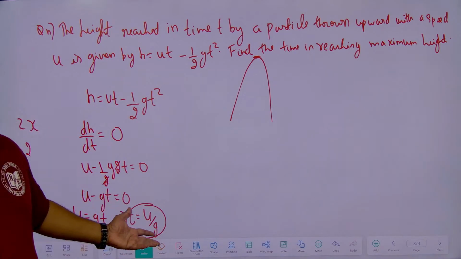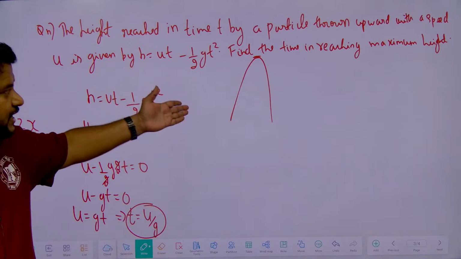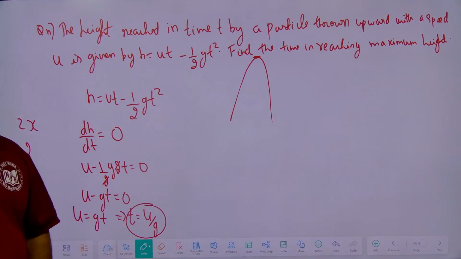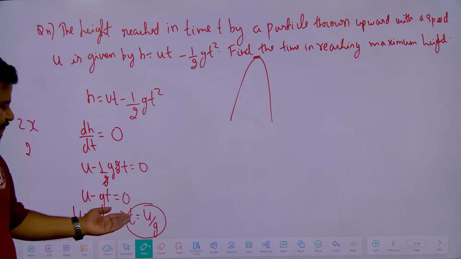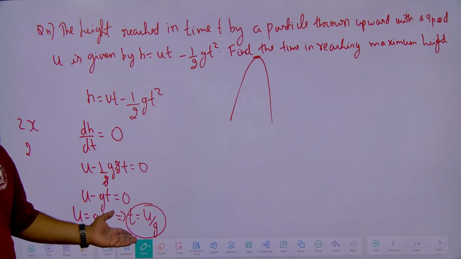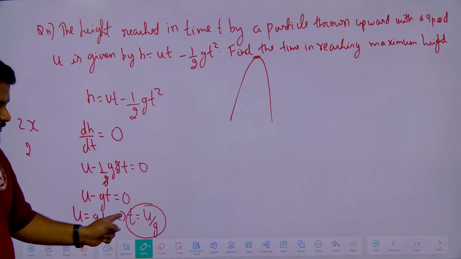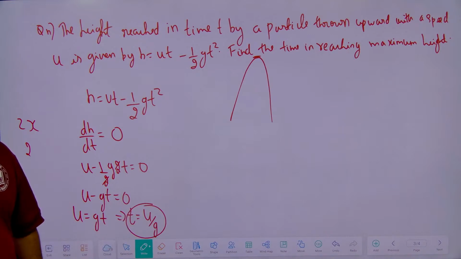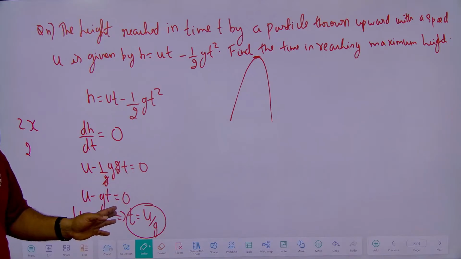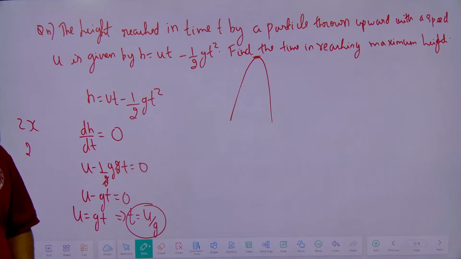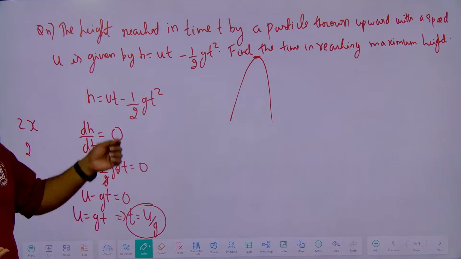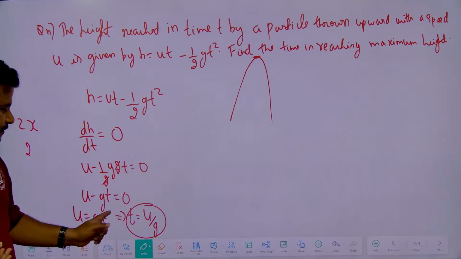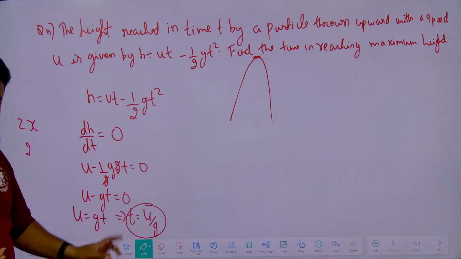So you don't have to check whether it is maxima or minima. They are only telling maximum height, which means find the value of t. The t value you got is u by g. So it will reach the maximum height when time is u by g. Here you don't have to check double differentiation because they are only telling it is maximum. So time for maximum height is t equal to u by g.